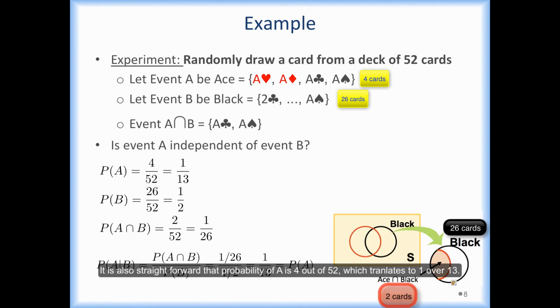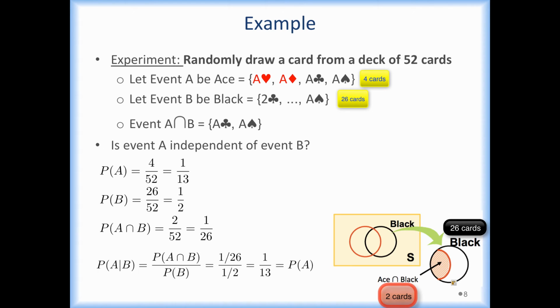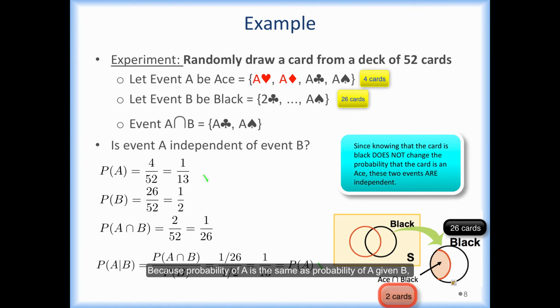It is also straightforward to see that the probability of A is 4 out of 52, which translates to 1 over 13. We can also calculate the probability of A given B, which is 2 out of 26, and it translates to 1 over 13. Because the probability of A is the same as the probability of A given B, we say that event A is independent of event B.